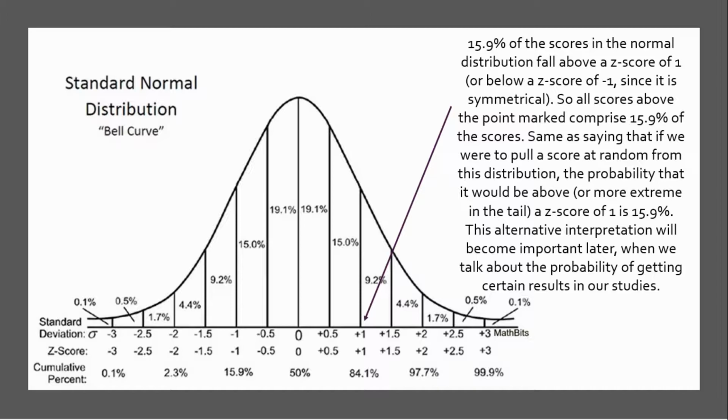All right, so one other thing I need to mention is if you get a z-score of -1, since this is a symmetrical distribution, then the proportion of scores, or the percentage of scores that would be more extreme than -1, or I should say lower than -1, would also be 15.9%.